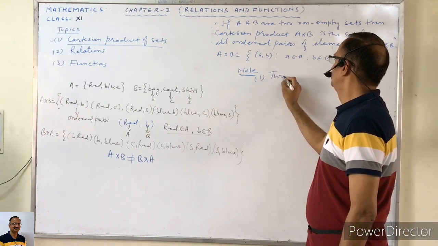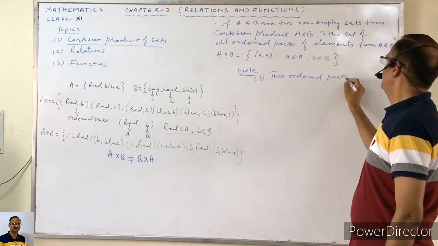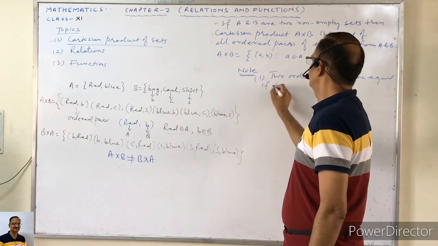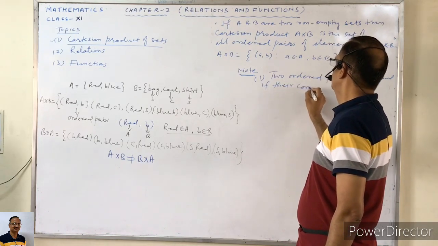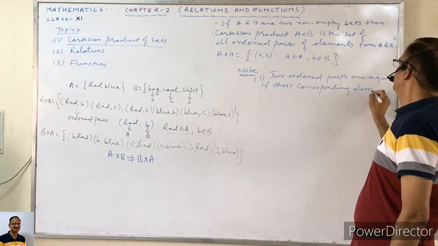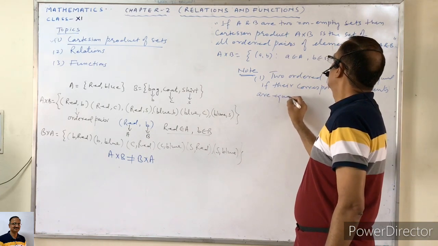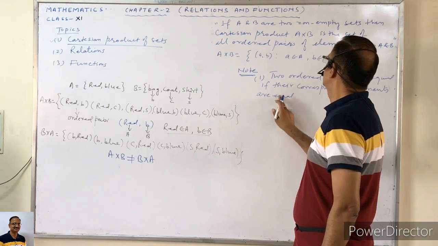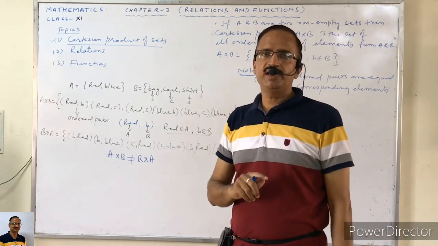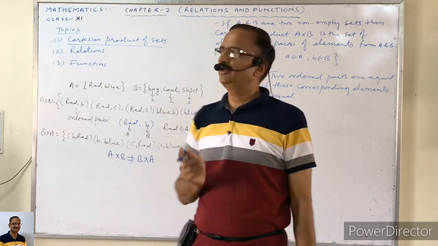Two ordered pairs are equal if their corresponding elements are equal. Corresponding elements means first element of first pair equals to first element of second pair.